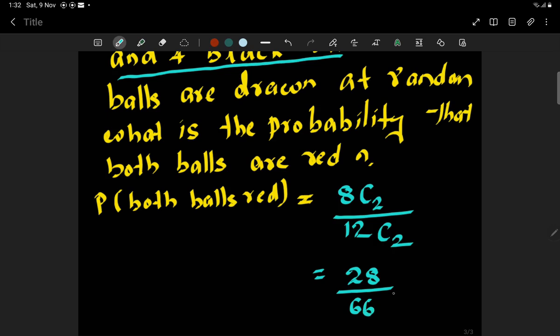The total answer you will get is 0.42. Like this we can find out the answer. This is the method to find out the combination type of questions. Okay, all of you understand, no? Thank you all of you. Thank you.